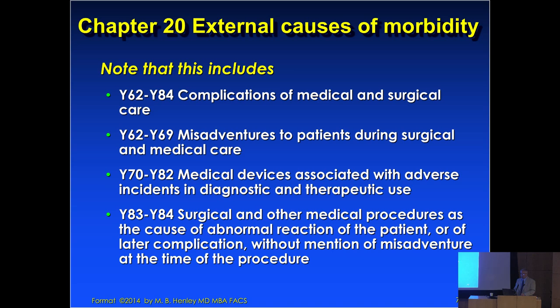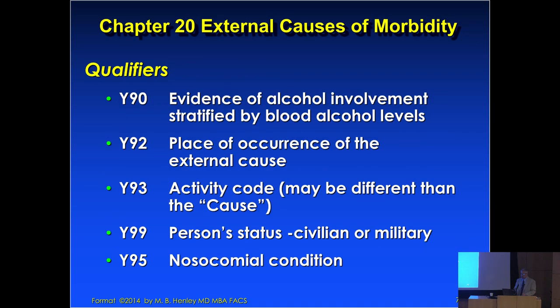You can qualify these external causes, again, as I said, by whether there's been evidence of alcohol involvement, and that means you need to report their blood alcohol level. These are stratified by blood alcohol level, BAL, if you know this, otherwise it's non-specified. You can specify the place of occurrence, the activity, which may be different than the cause. I'll show you an example. The person's status and whether this is a nosocomial condition.